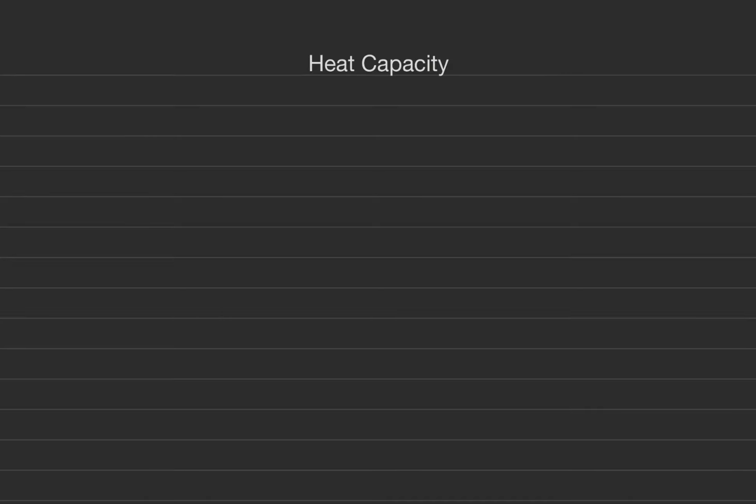This is going to be our fifth video in the THERMO 1 series out of the Smith, Van Ness, and Abbott textbook, Introduction to Chemical Engineering Thermodynamics, 7th and 8th editions. Today we're going to be talking about heat capacity. It'll be the last video before we get to some real examples.